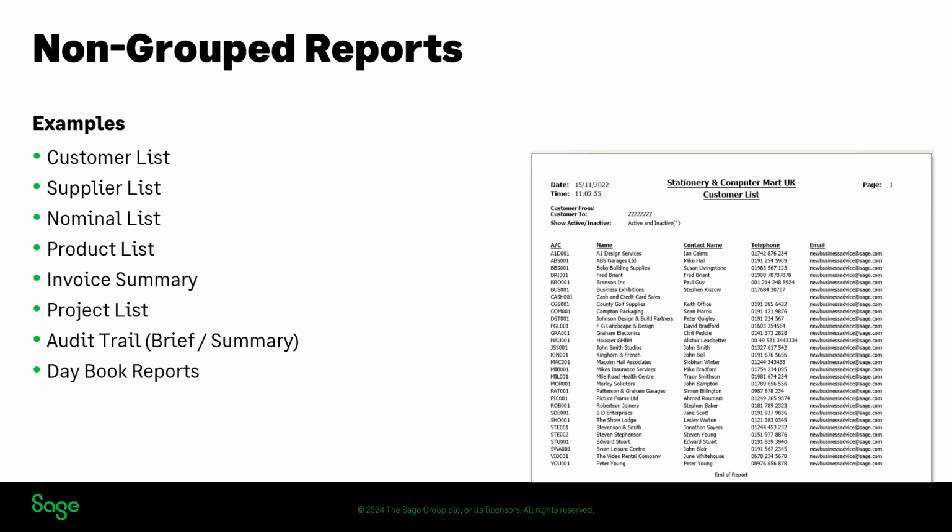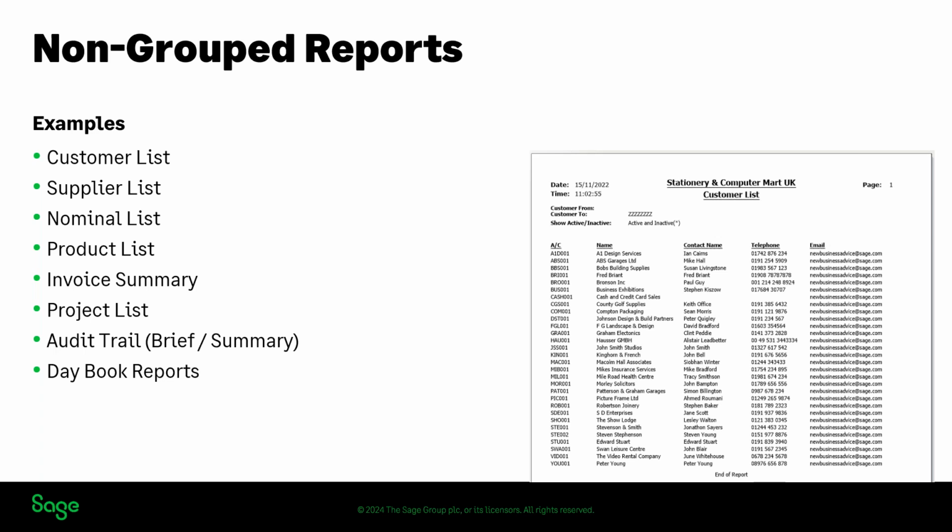A lot of the examples shown are list reports. These provide you with a basic list of the data from the various ledgers in the software. So for example, your customer list, your supplier list, your nominal list. So you're going to get basic information pulled through from that record.